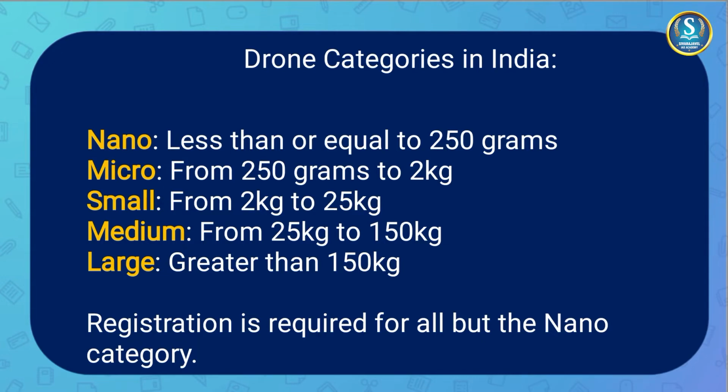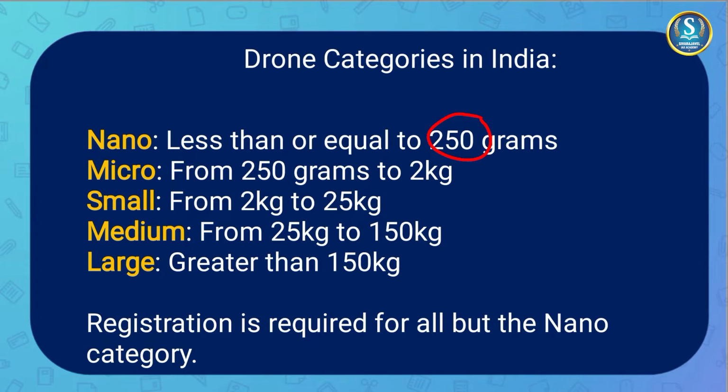And what are the categories of drones in India? Nano drones, which are less than or equal to 250 grams. Micro drones, which are 250 grams to 2 kilograms. Small drones, 2 kg to 25 kg. Medium drones, which are 25 kg to 150 kg. And large drones are greater than 150 kg.